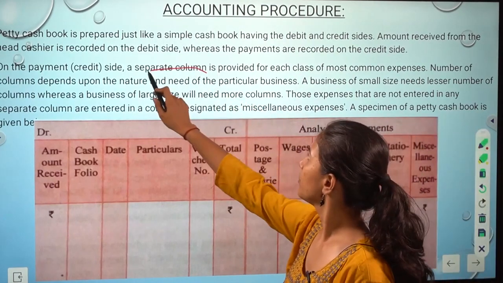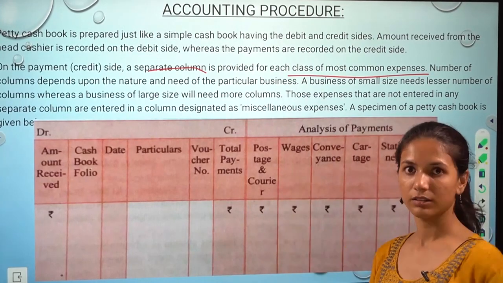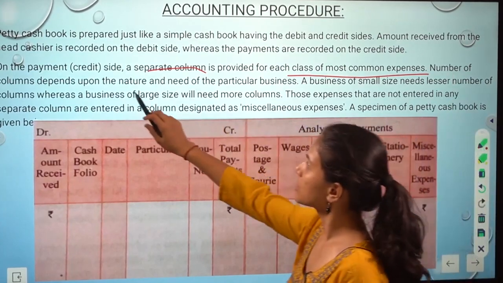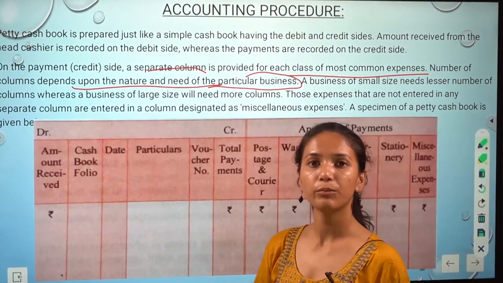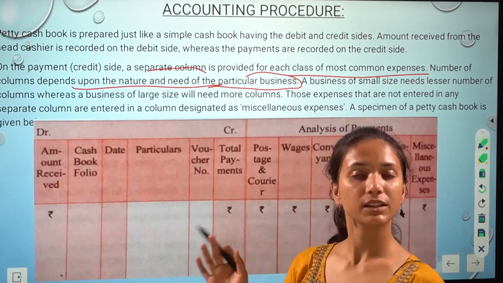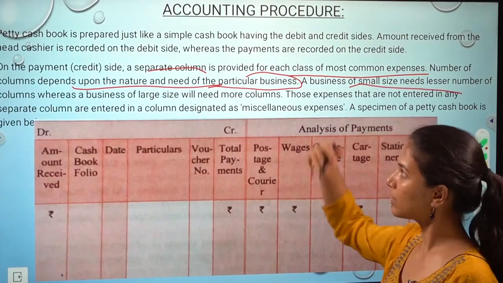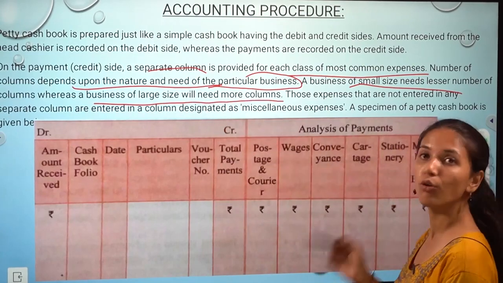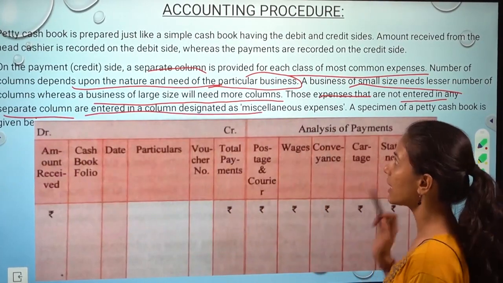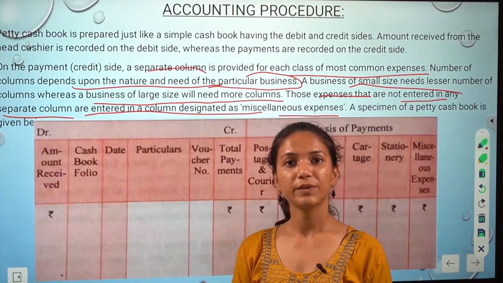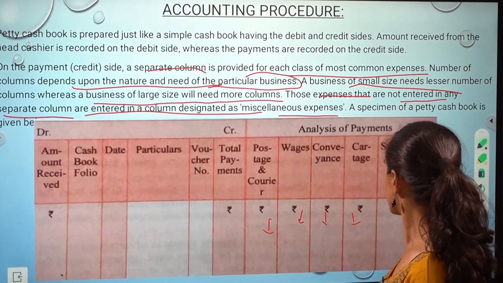On the payment side, a separate column is provided for each class of most common expenses. These are then taken together under your ledger account. The number of columns depends upon the nature and need of the particular business. Whatever expenses he has every month, based on that there will be columns on this credit side. A business of small size needs a lesser number of columns, whereas a business of large size will need more columns. Those expenses that are not entered in any separate column are entered in a column designated as miscellaneous expenses.